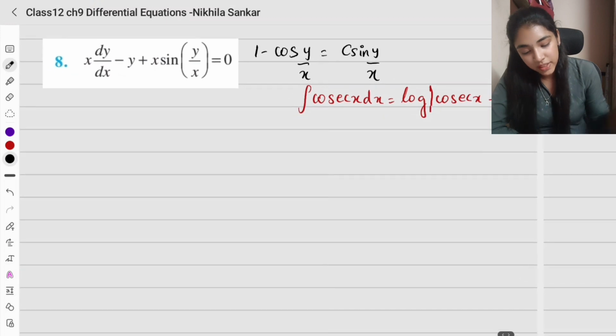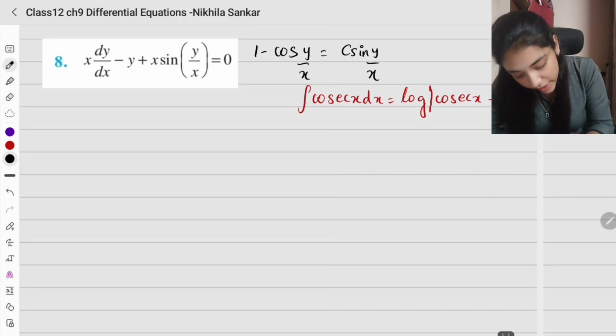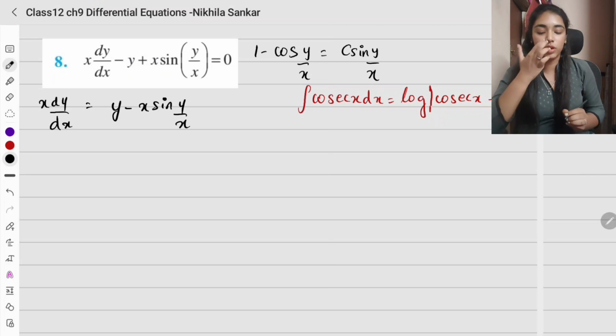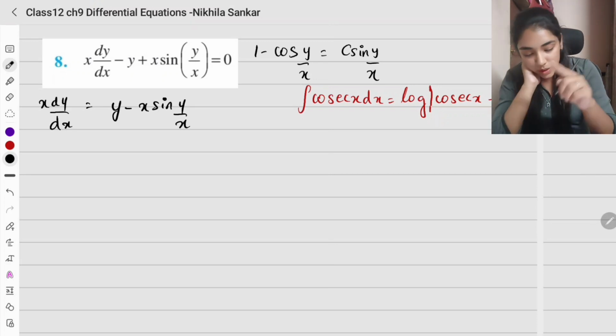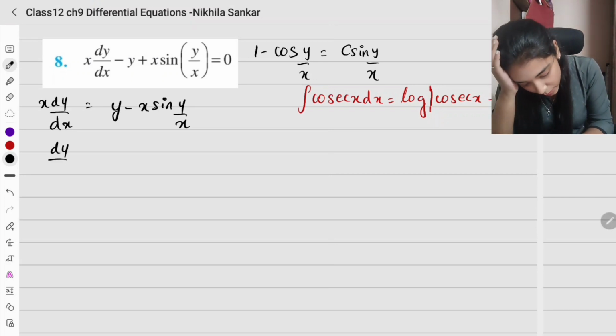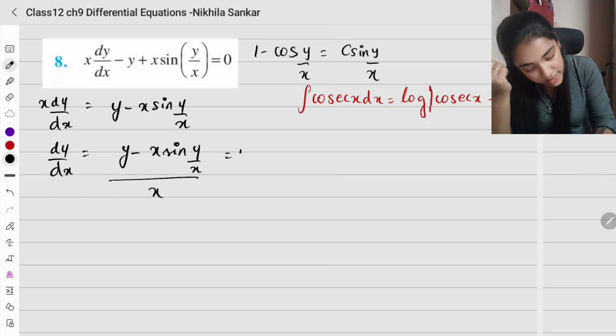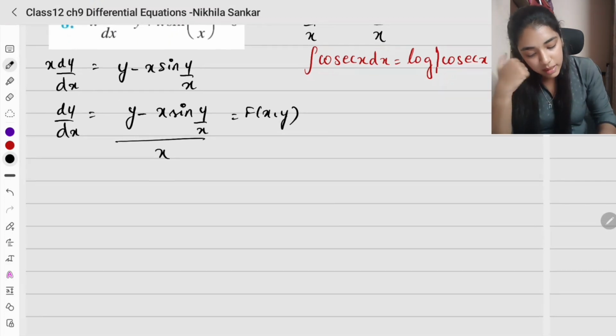Question number 8. Taking dy by dx to one side, I have x dy by dx equals y minus x sin y by x. Be careful with the sin. I've taken y to that side, and x sin y by x to the other side. Now dy by dx equals y minus x sin of y by x, the whole divided by x. So this is my f of x comma y.